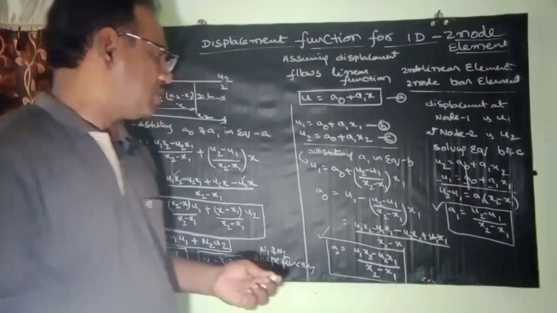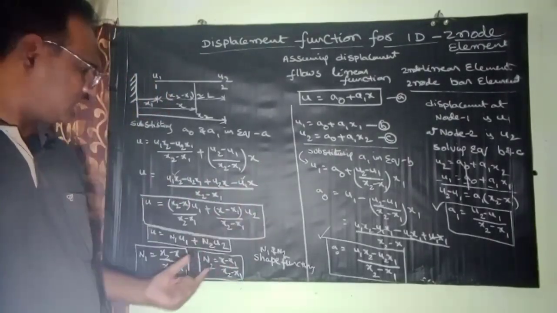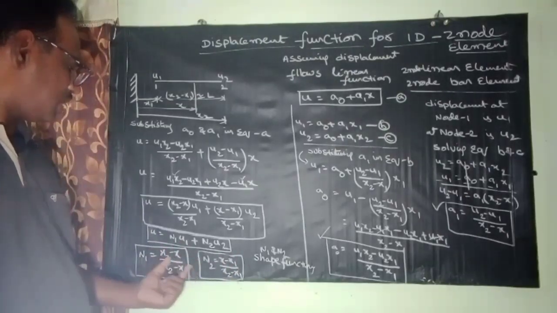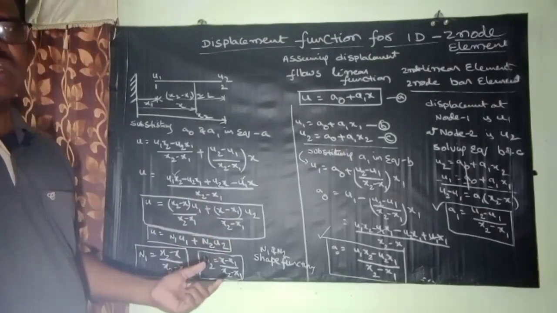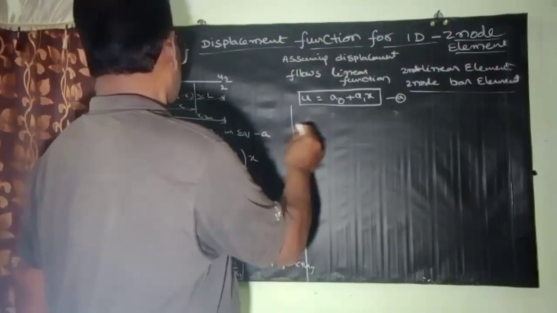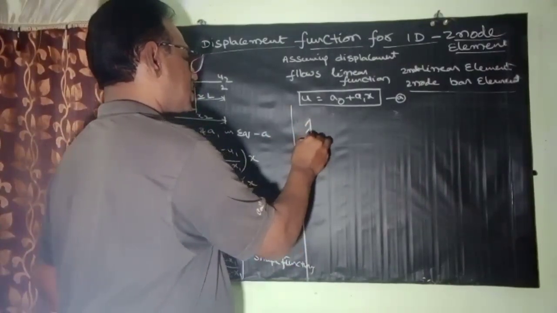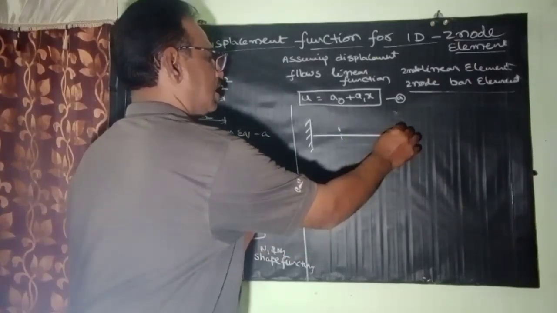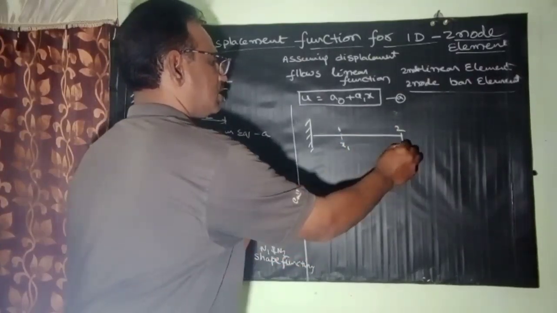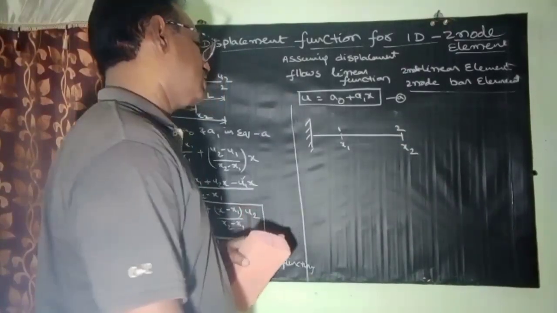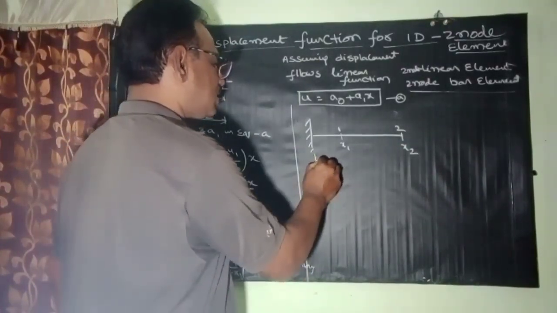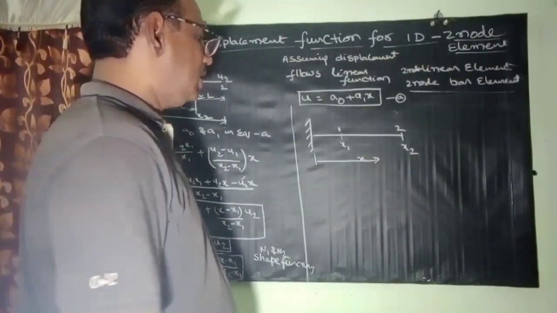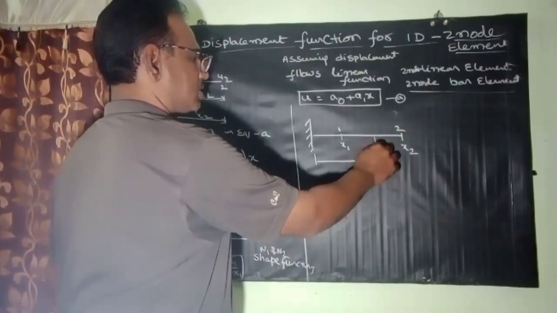Now let us see the displacement function in terms of the natural coordinates. This is the displacement function in terms of the Cartesian coordinate system. The same equation I am going to rewrite in terms of the natural coordinate system. So this is the element having node 1 and node 2. In the Cartesian coordinate system, it is x1 here and x2 here. If you want to find any point on the body, we can consider any x location.